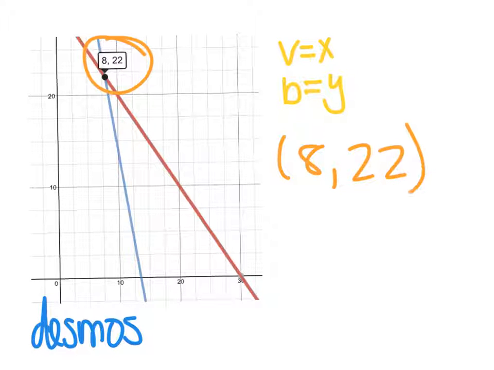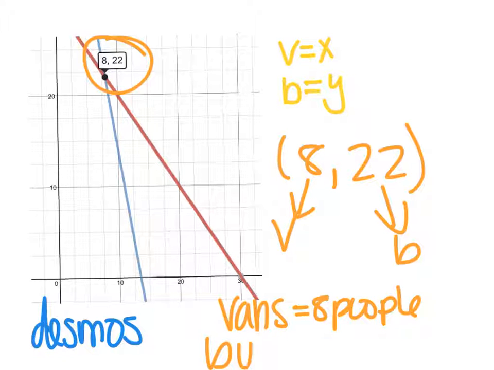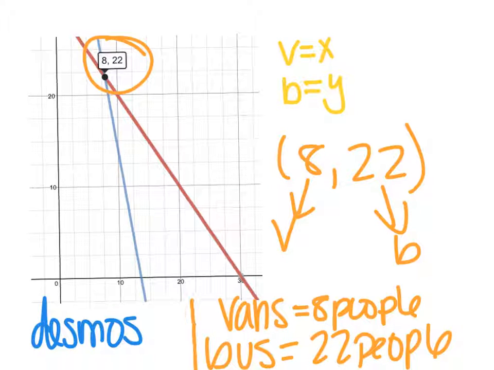8, 22. So what that means is that my V is 8 and my B is 22. So that tells us the vans are going to hold 8 people and the buses each hold 22 people. That is the answer to our problem.